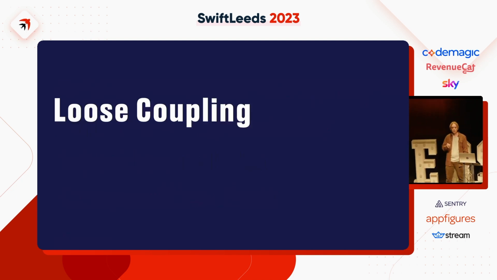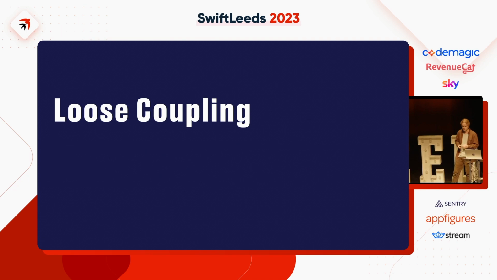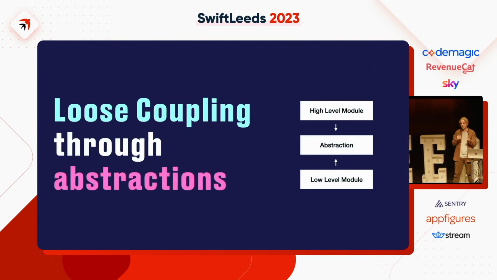So I think it goes without saying that we all strive to make our code loosely coupled, so we can make modifications in parts of our system without introducing unintended side effects in other parts of the system. And we know that one way to achieve loose coupling is through abstractions. For example, the dependency inversion principle states that high-level modules should not depend on low-level modules. Instead, they should both depend on an abstraction, like we see here. And just a reminder, in Swift, an abstraction can be a protocol.